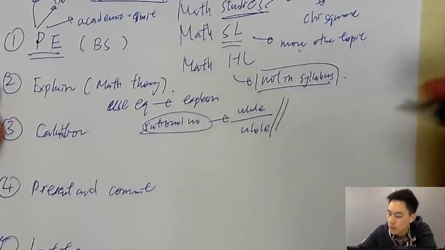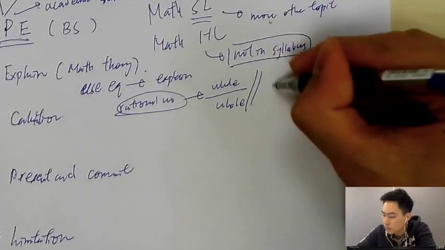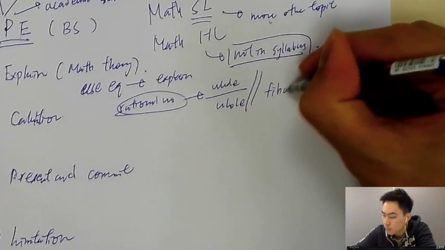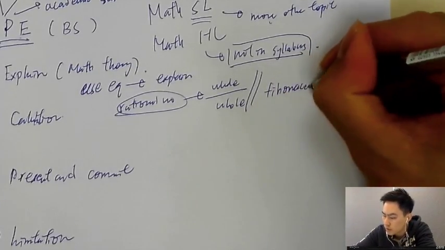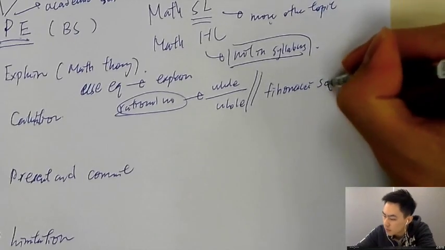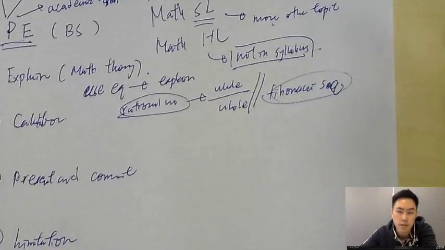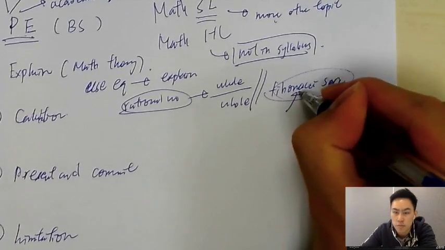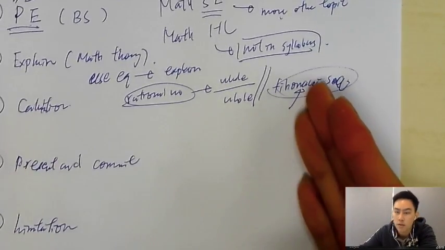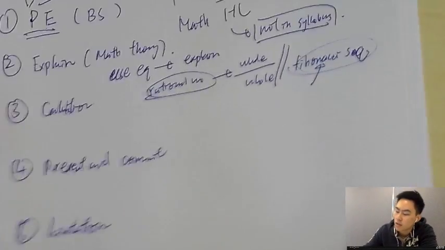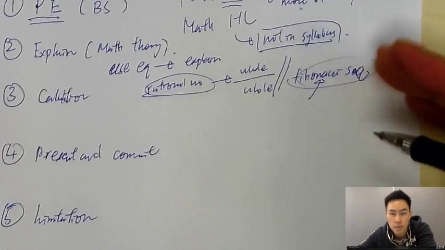Or maybe in Math Higher Level, we use the Fibonacci sequence, let's say. I'll explain it later. This is related to the golden ratio, and it is out of the syllabus. But when you use a term like Fibonacci, you have to explain what it means, and maybe also talk about the story behind it.